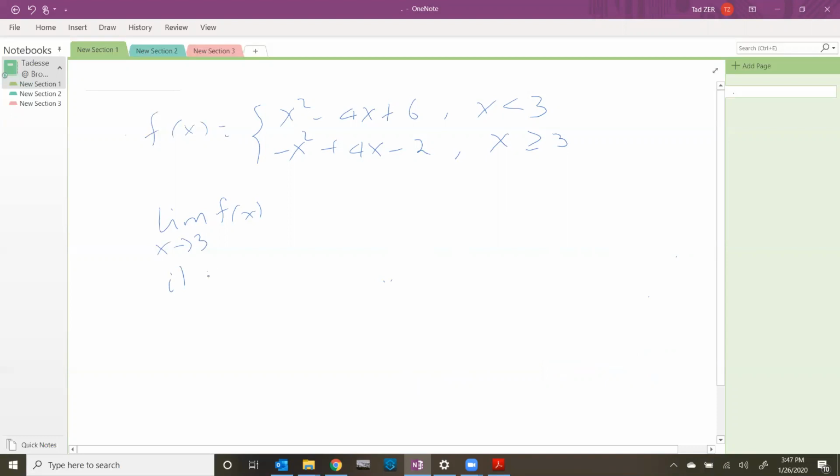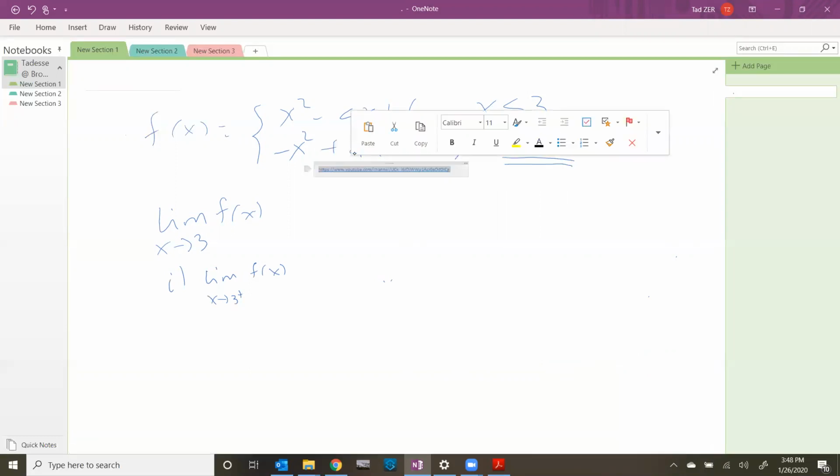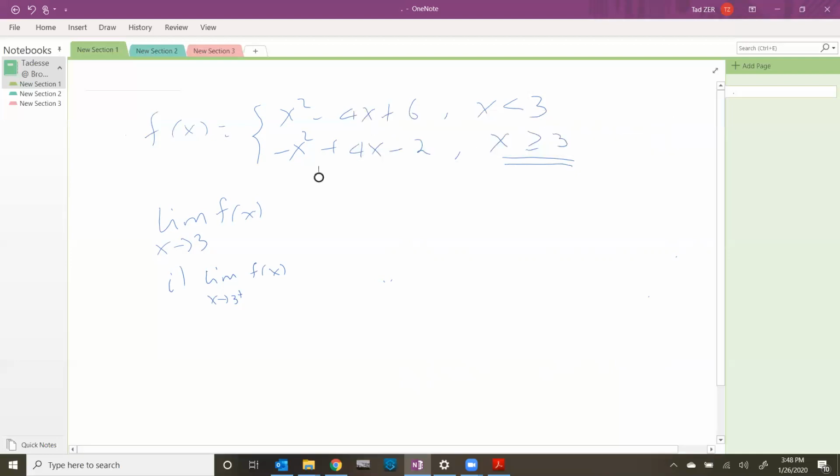So what is the limit of f of x as x approaches 3 from the right? When you say x from the right, it means x is greater than 3. So if x is greater than 3, the function is given by the second expression. That will give me the limit of negative x squared plus 4x minus 2 as x approaches 3 from the right.